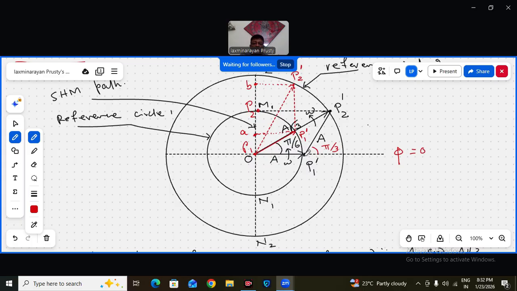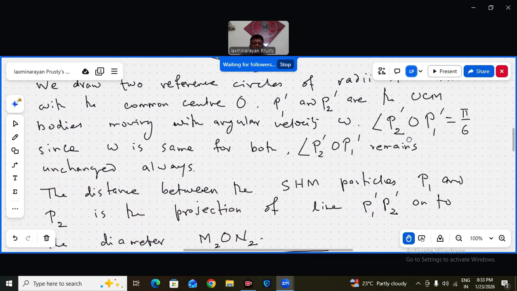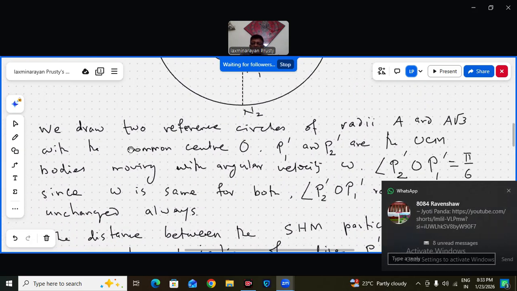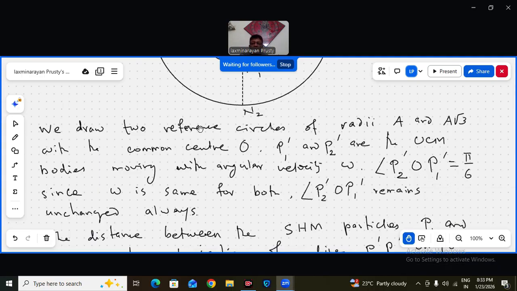And then the SHM body is here, P2, P1 at this mean position initially. So this is the distance between them. But what is this one, P1 dash P2 dash? It is the distance between the UCM bodies. Just note here, if I draw the projection of the P1 dash P2 dash straight line onto the diameter, that gives you the distance between the SHM bodies P1 and P2. Okay, that's the main point to understand. So we draw two reference circles.